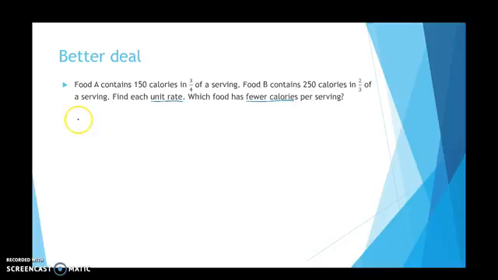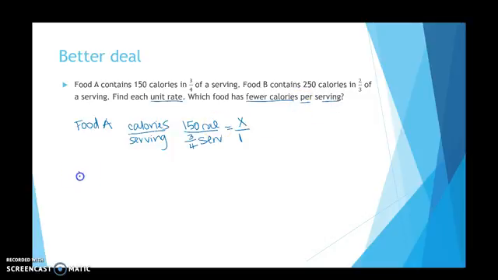Okay, so food A, and then we remember back to our steps. Step 1 is our word ratio. So calories per serving. So calories is 150 calories for 3/4 of a serving. We're saying how many calories in one serving because it says per serving.